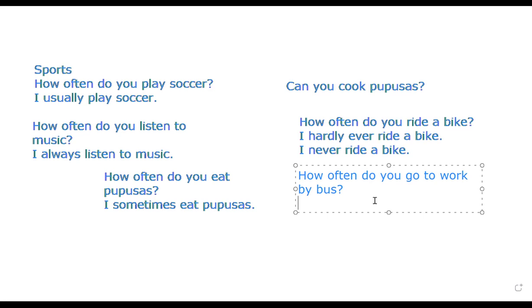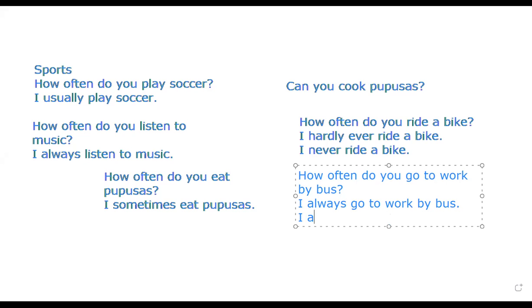Always. So what's your answer? I always go to work by bus. Usted puede decir, I always take the bus to work. I always take the bus to work.